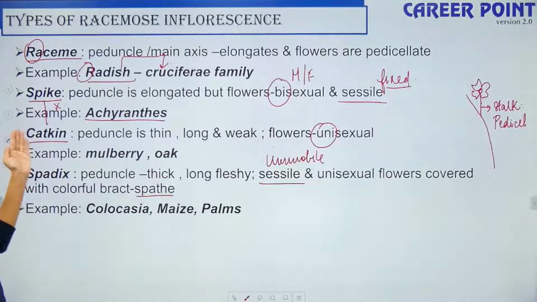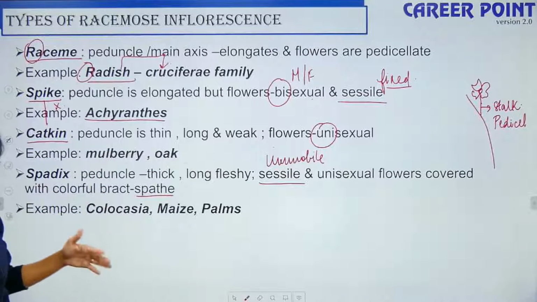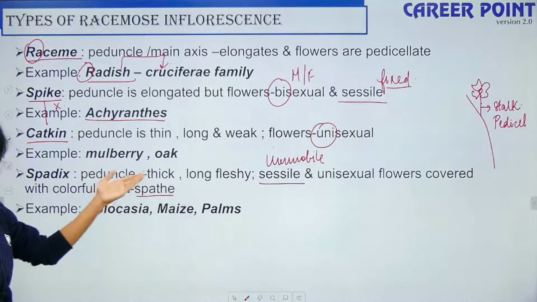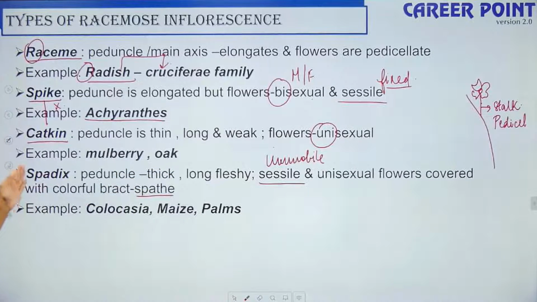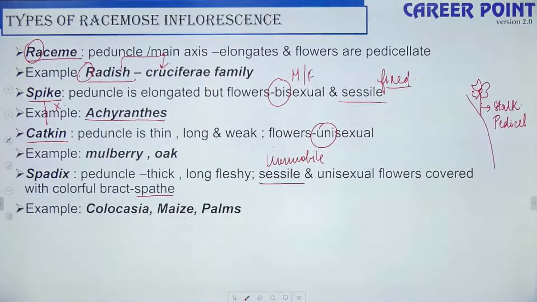So this is easy, right? The catkin loves mulberry. So cat, you know cat, and kin we call relatives. So catkin loves mulberry and they live on the oak tree. So you can frame a sentence and remember. Then Spadix, if you look at the figure you will know which plant it is. At least you will remember maize.